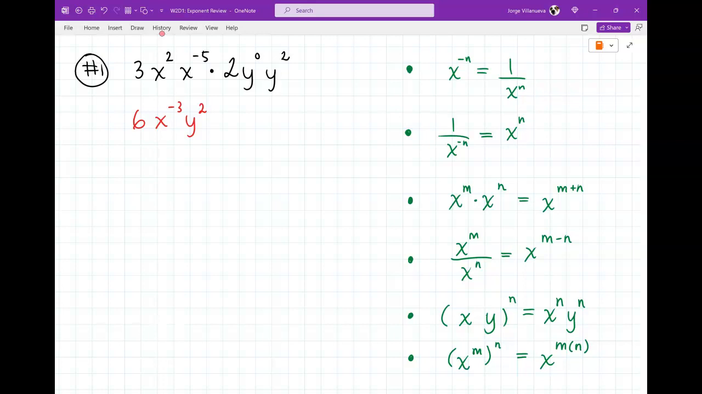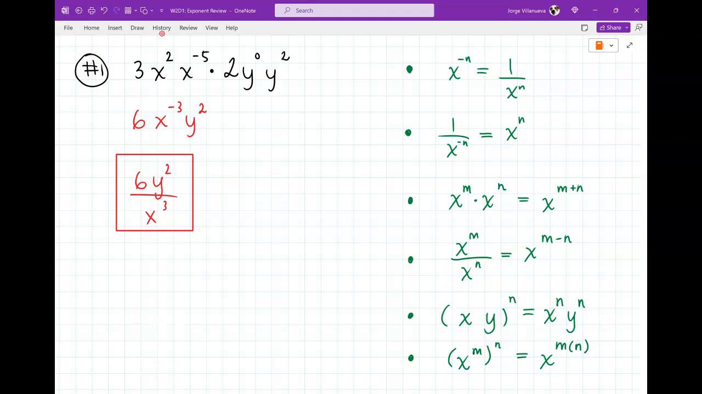So that x to the negative 3, I'm going to use the very first thing I wrote in green up on the top. If I have a negative power, I'm going to flip it to the denominator and make it positive. So this becomes 6y squared over x cubed, and then I'm done. Okay, so there is my answer for this problem right here.